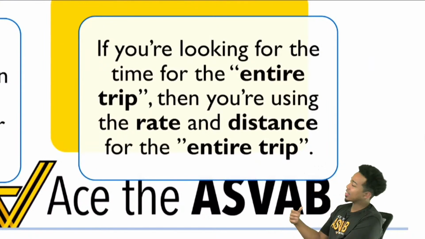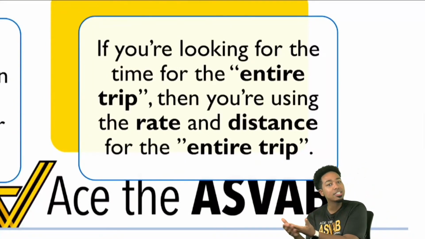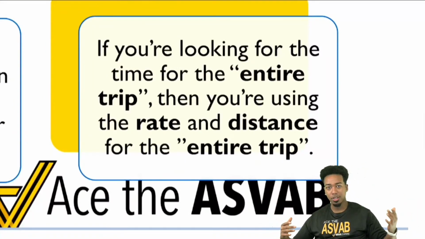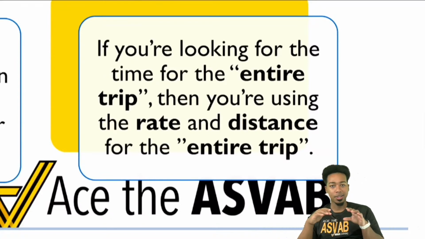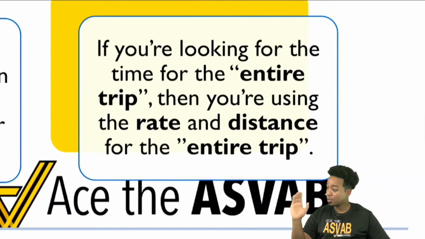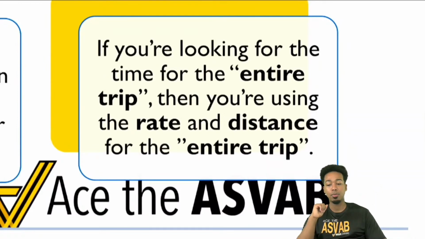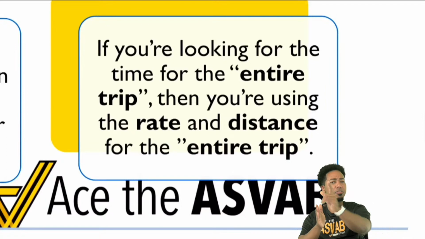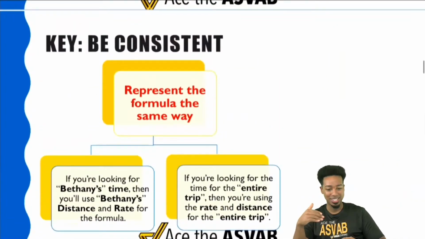If you're trying to find the time for, let's say, the entire trip, then you need to use the distance that represents the entire trip and the rate, the average rate for the whole trip. That's all I'm saying. Keep the formulas consistent, represent the correct formulas in the same way. So if this one's Bethany, all Bethany. If this one's Carlos, all Carlos. So I know I can't see you, but just nod at the screen if that makes sense. And don't worry, we're still going to review this plenty.